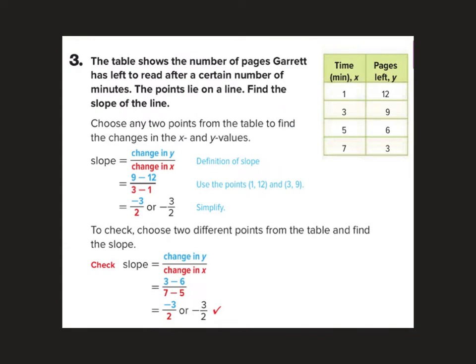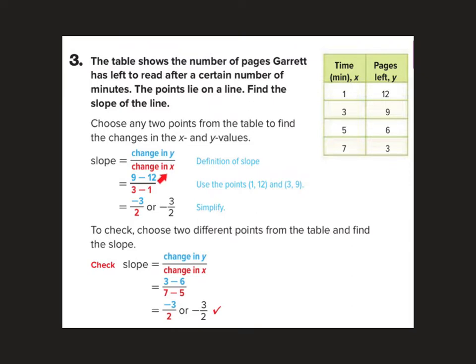So now we're going to take a look at how to find the slope from a table. The table shows the number of pages Garrett is left to read after a certain number of minutes. The points lie on a line. Find the slope of the line. So now we're going to choose any 2 points from the table to find the changes in the x and y values. So again, we need to find the change in y and the change in x. We can find the change in y by just subtracting 2 of the y values, just like we used to skip count. So we'd be 12 minus 3 is 9, minus 3 is 6, minus 3 is 3.